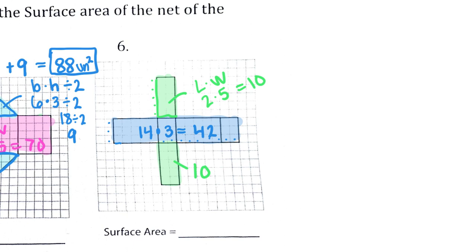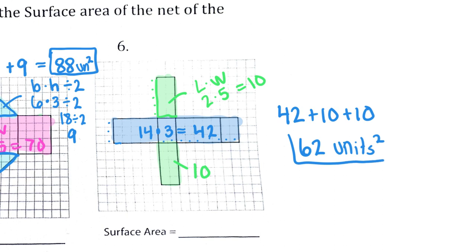And we want to find the surface area of this. We add the big rectangle and the two bases that are rectangles. And we get 62 units squared. If we don't know the unit, we just say units squared. And that is our surface area. It's in units squared because it's an area. Area is squared units. Volume is cube units.